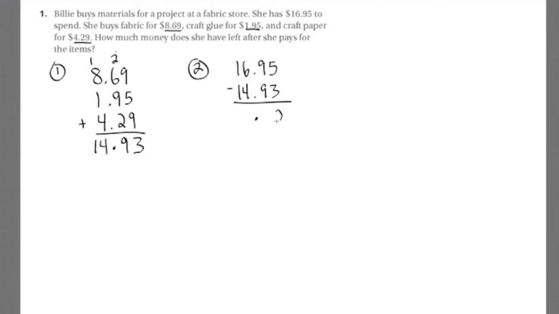5 minus 3 is 2. 9 minus 9 is 0. 6 minus 4 is 2. And of course, 1 minus 1 is 0. So, our final answer to the question, how much does she have left after she pays for the items? Billy has $2.02 left. And that's number 1.